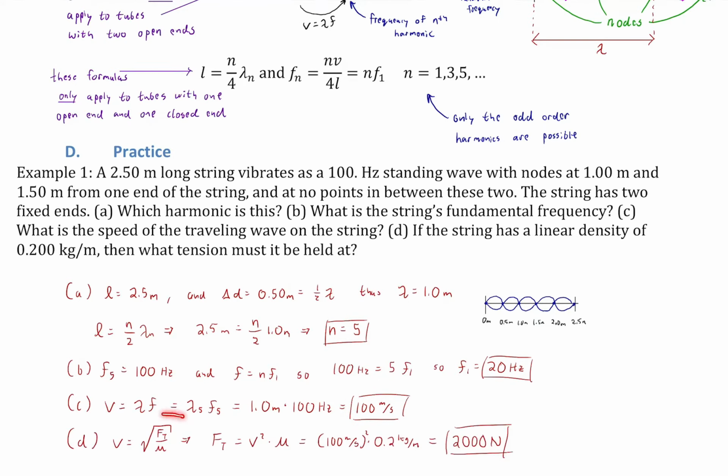We have v, and so we only need to solve for the tension. So we set up our relationship that the speed of a wave on a string is equal to the square root of the tension over the linear density. Solve for the tension by squaring both sides. So velocity squared times linear density, represented by the Greek letter mu. And we get 100 squared times 0.2, which is 2,000 newtons, which is a fair amount of tension, actually. Okay? But there's the idea.